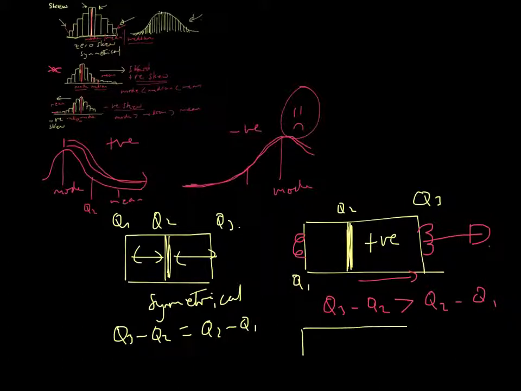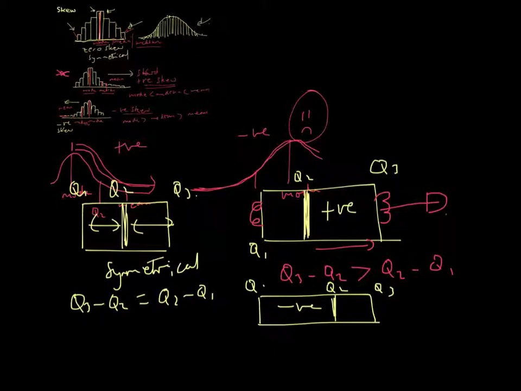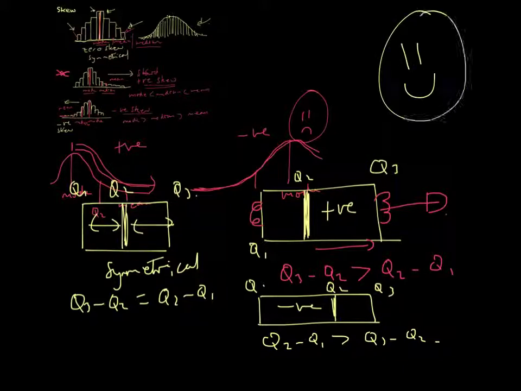Likewise, if I had the primary school kids coming in, Q1, Q2, Q3, our paper would be stretched towards the negative side. So we're saying in that case that our distance Q2 minus Q1 would be bigger than Q3 minus Q2. And there we go, that's skew and linear interpolation in one video, and we're happy.